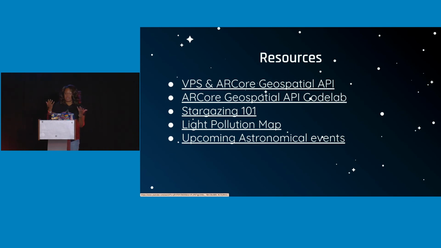And so that's pretty much it. It's very simple to get started with this library, with this API. And so I added a few resources that helped me as I was exploring this. One was a video for VPS and the ARCore geospatial API. One was the Code Lab, the geospatial Code Lab. When I was getting into stargazing and I wanted to understand what does that even mean? What do I need to do? I checked out this Stargazing 101 article.